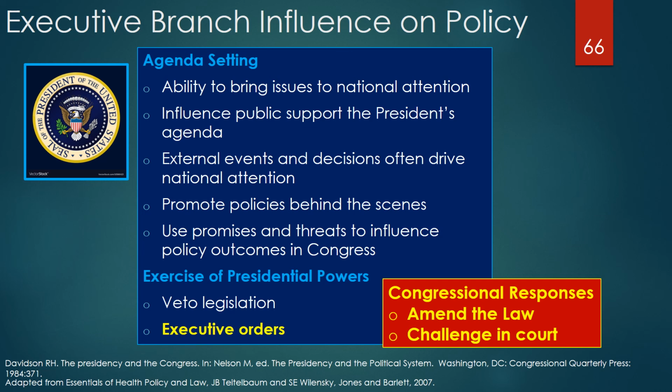If Congress believes an executive order is inappropriate, they have two avenues of action: amend the law or challenge it in court. If the law is amended, the president can veto that legislation, and Congress would need a 2/3 majority vote to override that veto. If Congress challenged it in court, they would argue that the president's actions exceeded his or her constitutional powers.